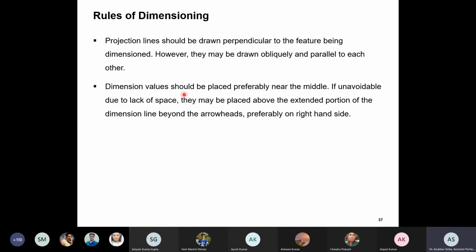The dimensional value should be placed preferably near the middle. So what we have seen, if there is no space, then you can write at the extended portion. Again, these are some general remarks. I believe most of these things will be clearer once we start looking at examples. So just don't worry too much now.